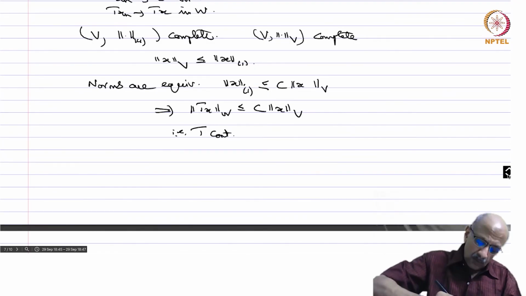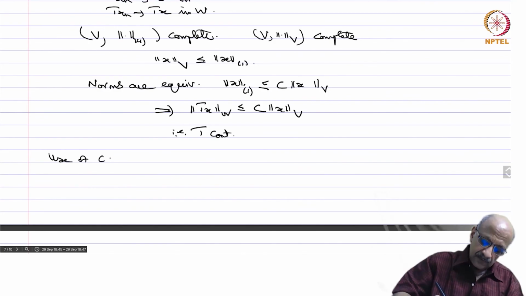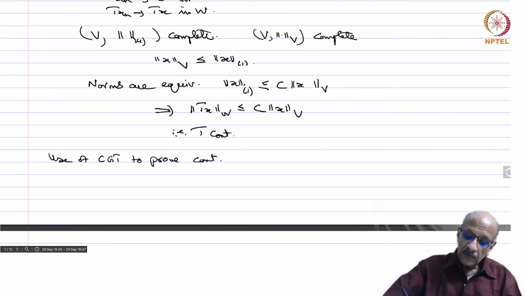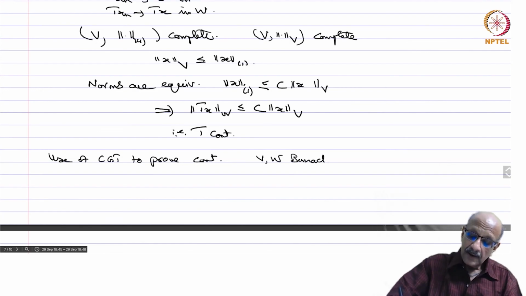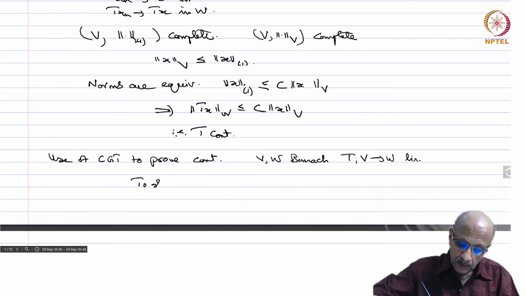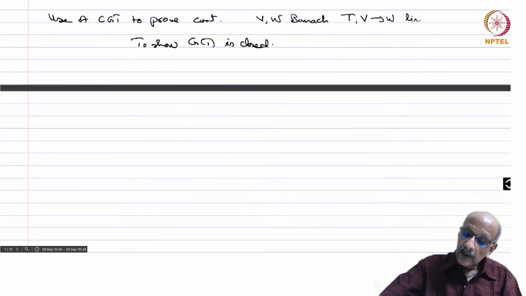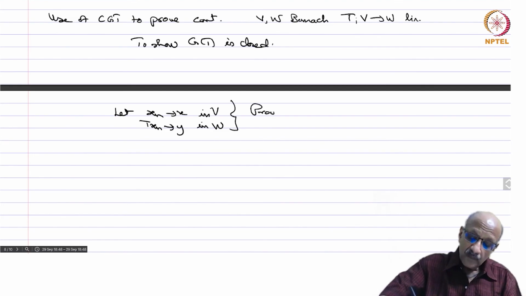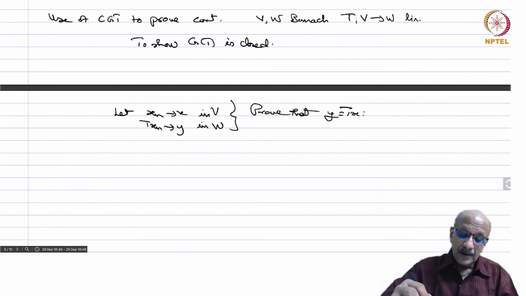Okay, so how is this used? So use of CGT, closed graph theorem, to prove continuity. So V, W Banach and T from V to W linear. So to show GT is closed, this is what we have to do. So what you have to do, you let xn go to x in V, Txn goes to y in W, and then prove that y equals Tx. This will show then the graph is closed and therefore T is continuous.